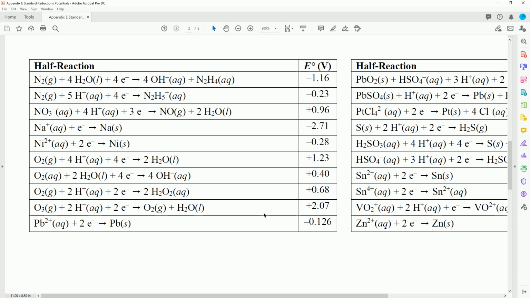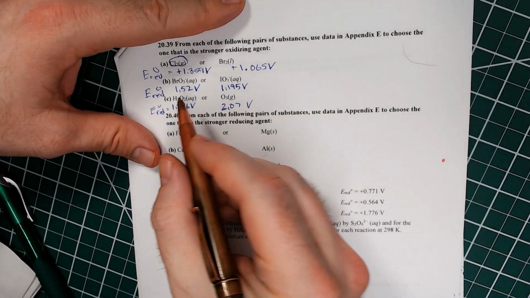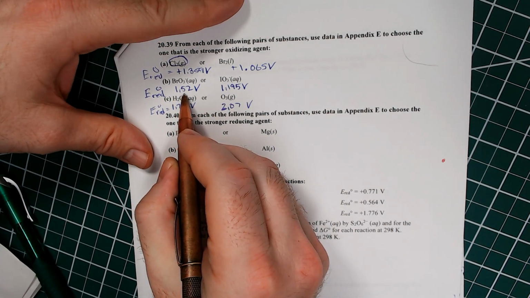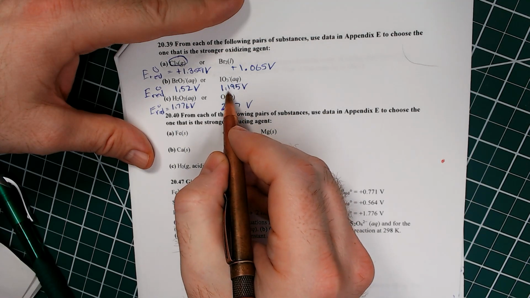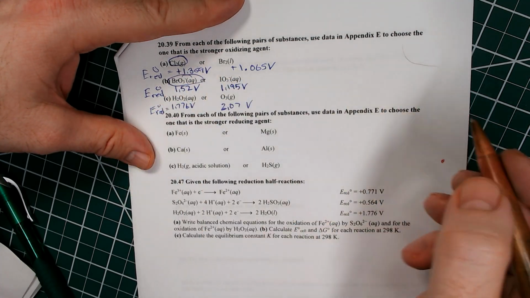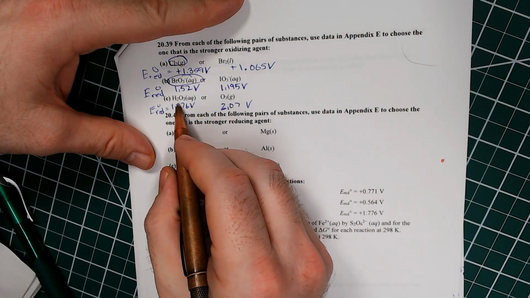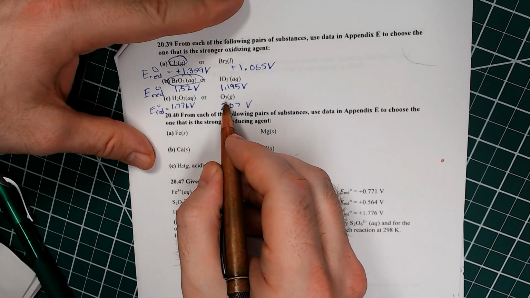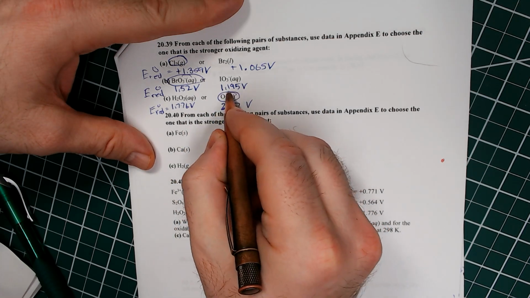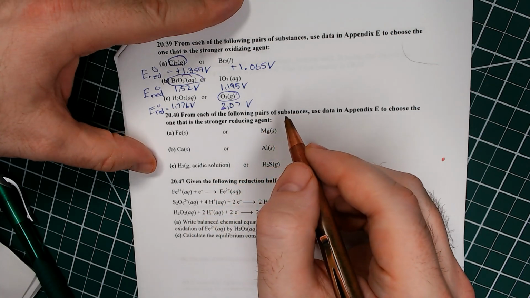So now let's go back over here, and you'll see bromate was 1.52 volts, whereas iodate was 1.195 volts, so the bromate is the stronger oxidizing agent. And then here, peroxide is a really good oxidizing agent, but ozone is even better. So at 2.07, that's going to be a stronger oxidizing agent.